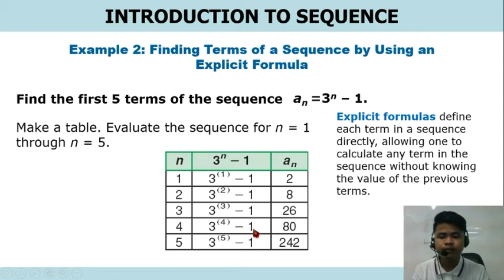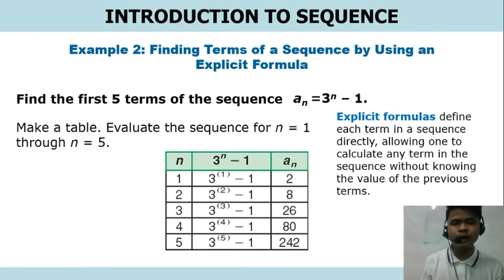The next, if you want to find the second term, just substitute 2 to n. It became 3 squared minus 1. 3 squared is equal to 9, minus 1, it is equal to 8. That's why the second term is equal to 8.